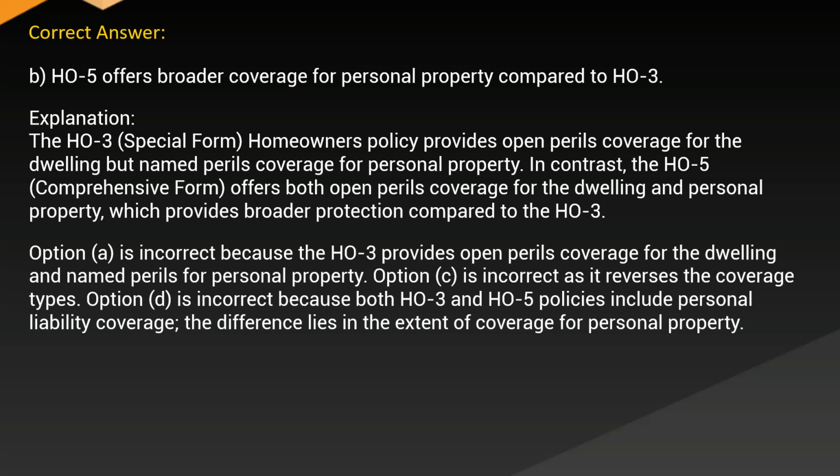Explanation: the HO3 special form homeowners policy provides open perils coverage for the dwelling but named perils coverage for personal property. In contrast, the HO5 comprehensive form offers both open perils coverage for the dwelling and personal property, which provides broader protection compared to the HO3. Option A is incorrect because the HO3 provides open perils coverage for the dwelling and named perils for personal property. Option C is incorrect as it reverses the coverage types. Option D is incorrect because both HO3 and HO5 policies include personal liability coverage. The difference lies in the extent of coverage for personal property.